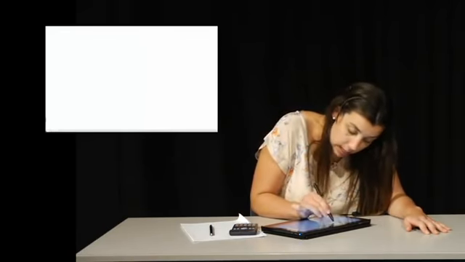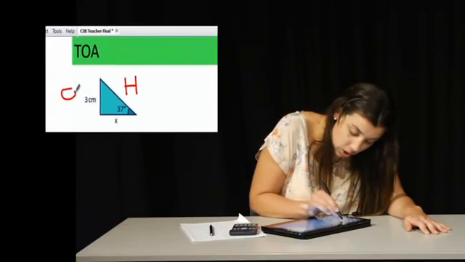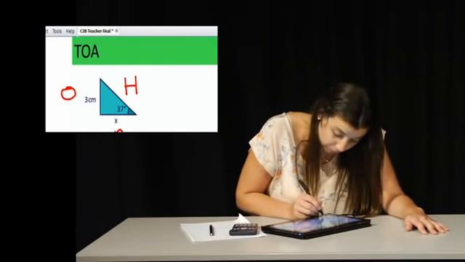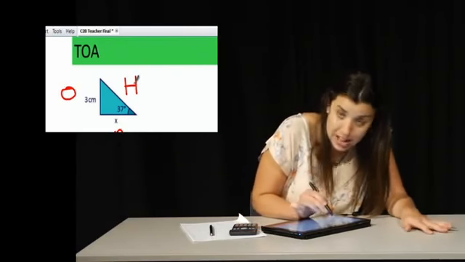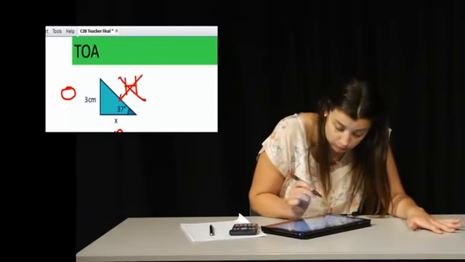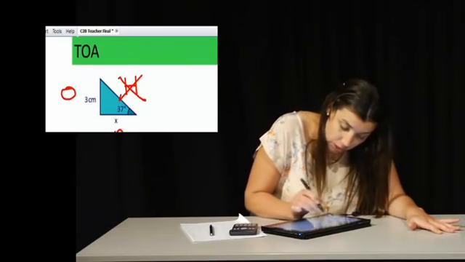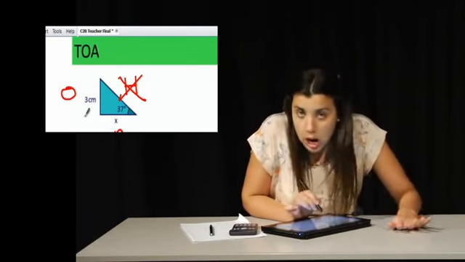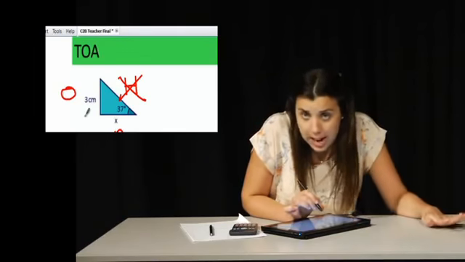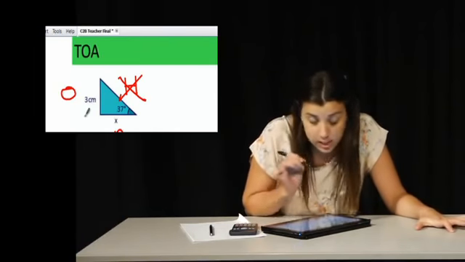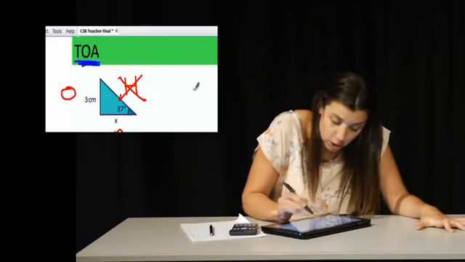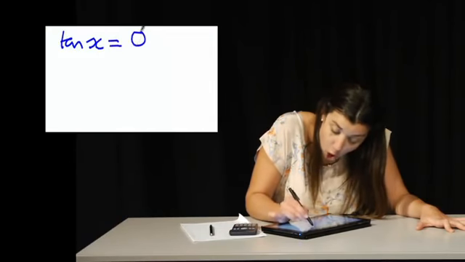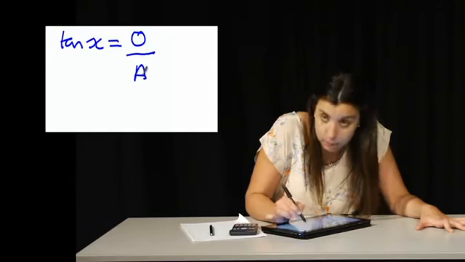Same process. Label: hypotenuse, opposite, adjacent. Which one don't we need? Hypotenuse has nothing on, crossed it out. Then we're going to look at O and A. Which one? SOHCAHTOA. Sin, cos, tan. Which one has O and A in? It's the last one. It's labelled up here, TOA. So we have tan X equals O divided by A.